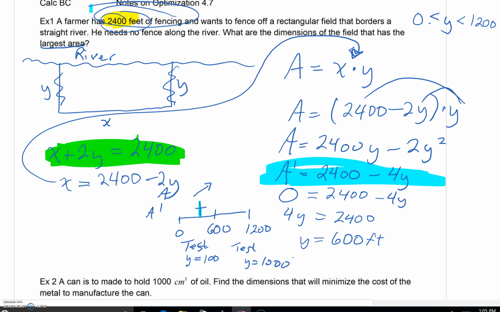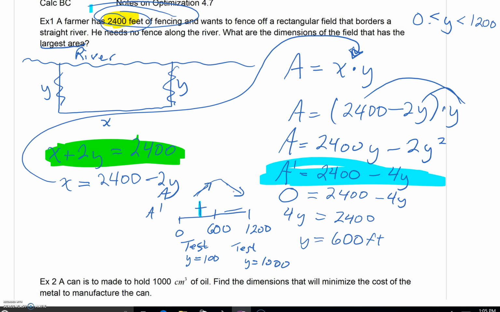Plug in 1,000. 4 times 1,000 is 4,000. 2,400 minus 4,000, very clearly that's negative. Do we have a minimum or a maximum here? What do you think? Maximum. And that's what we're asked to find, isn't it? You can connect the dots. You can say, hey, look at that. Highest point, top of the mountain as we speak.